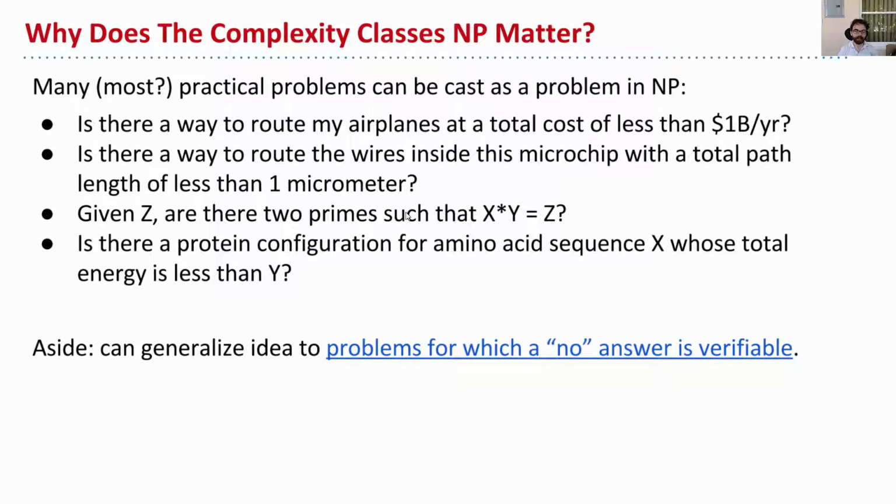So if you're running an airline, you might ask the question, is there a way to route all of my airplanes, including all my staff and everything, where we should fuel up, where the repair should happen, at a total cost of less than $1 billion a year? And if the answer is yes, then our algorithm should give me a proof that I can then go and check everything, and if I have a nice financial model, it'll say, okay, everything's good.